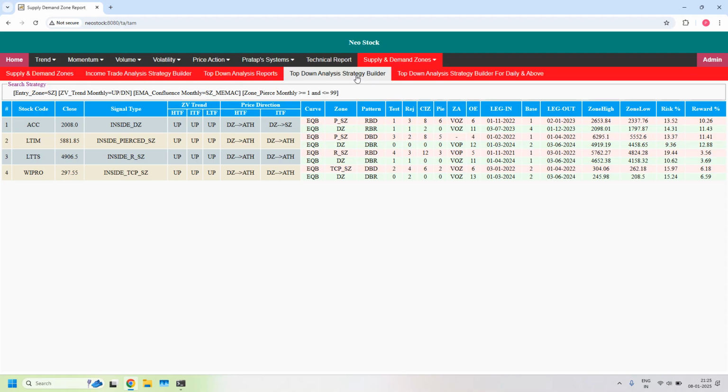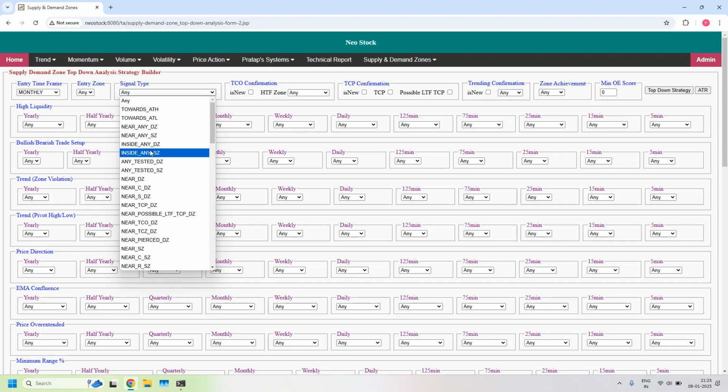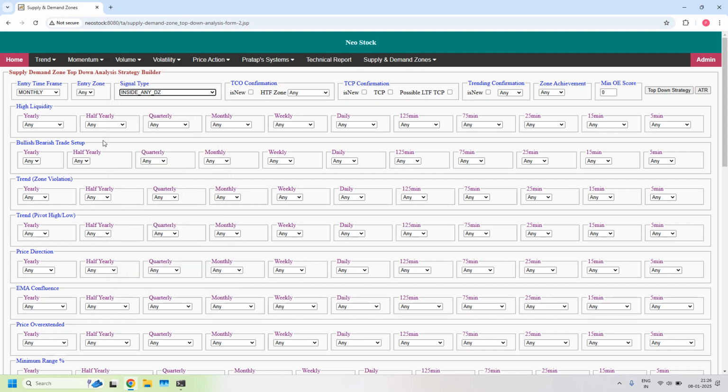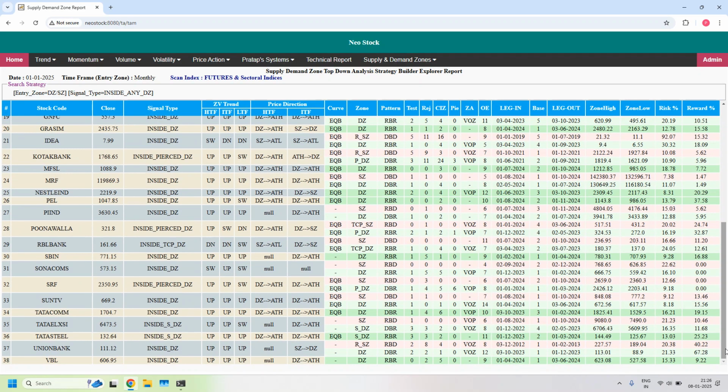Next, price closed inside the monthly demand zones, entry time frame monthly, and the parameter is price closed inside the monthly demand zone. It can be any. It can be pierced, non-pierced, or high liquidity, anything. Let's filter. First 20 stocks. I am scrolling the list down. Some of these zones are pierced zones, monthly demand zones. So total 38 stocks are filtered.